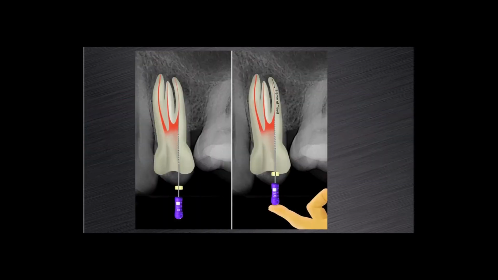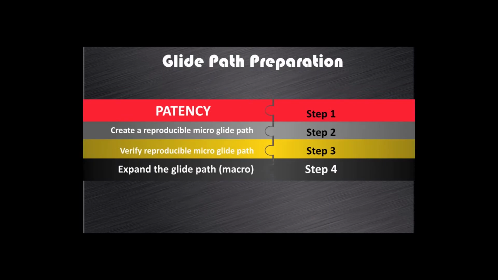To confirm this step, it is advisable to take a 10K file to full working length or patency, withdraw it for about 4 to 5 mm from working length, and then you must be able to push it back to working length with light finger pressure, without any obstruction in its path of travel towards patency. This verification process will confirm the creation of a reproducible micro glide path.